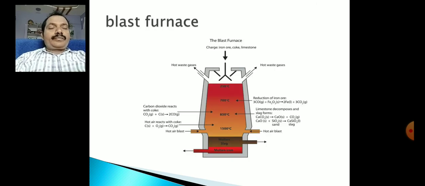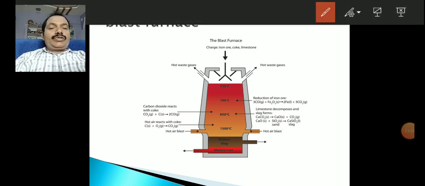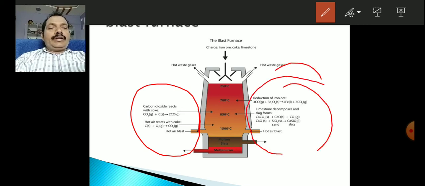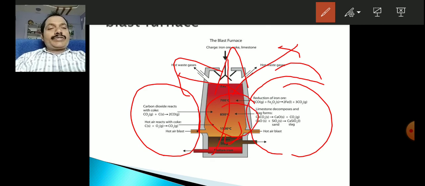You see how the gases are formed, and these are the materials and gases formed. So the gases flow like this, and because of the chemical reactions, two types of fluids will develop at the bottom of the blast furnace.